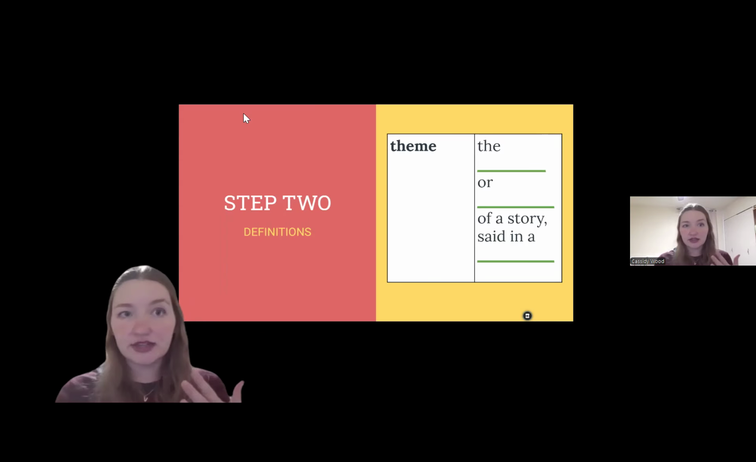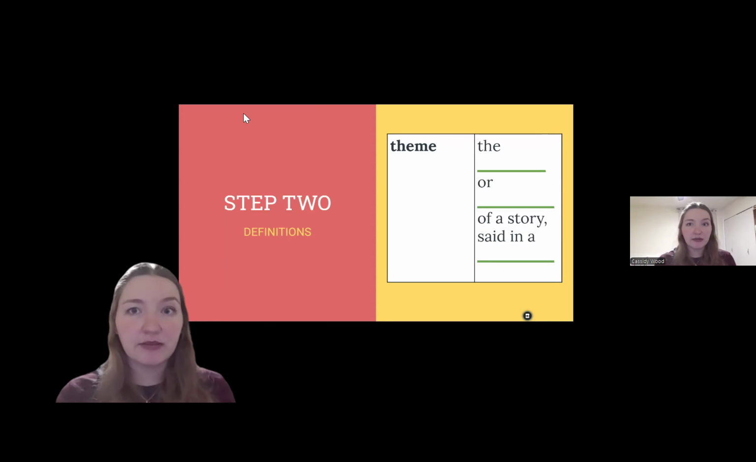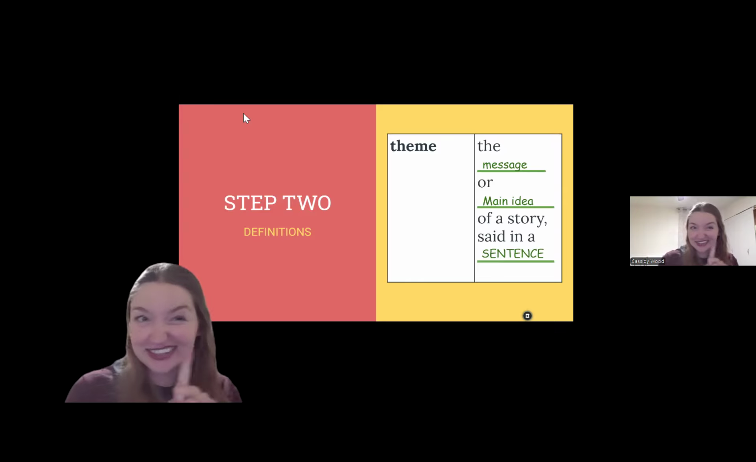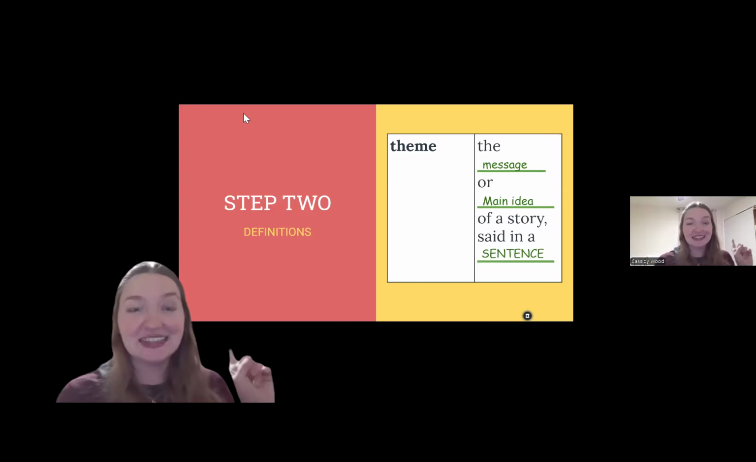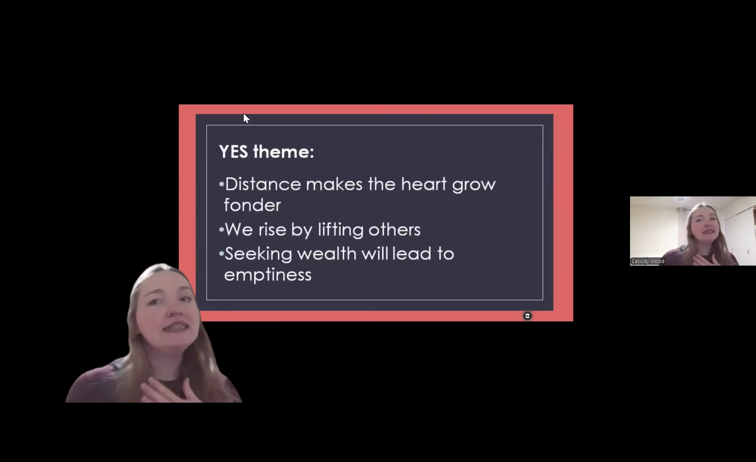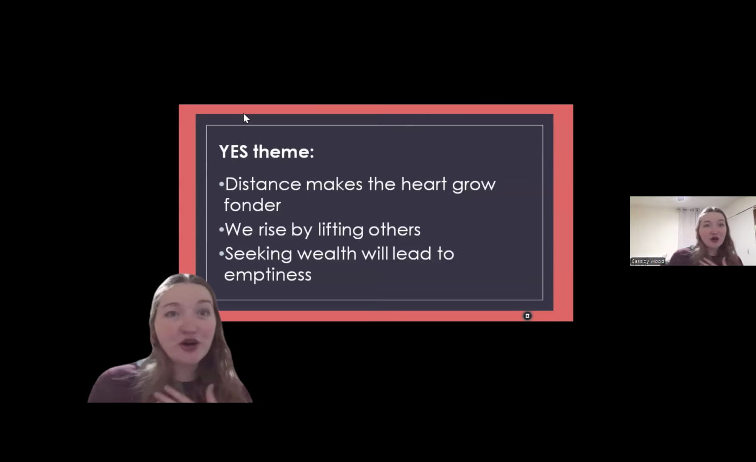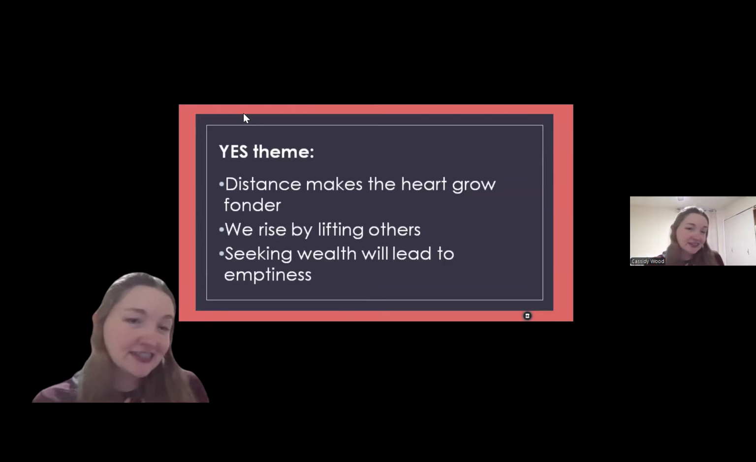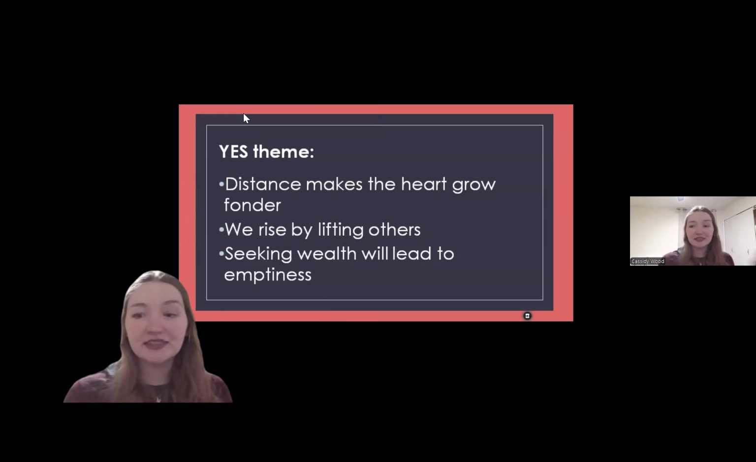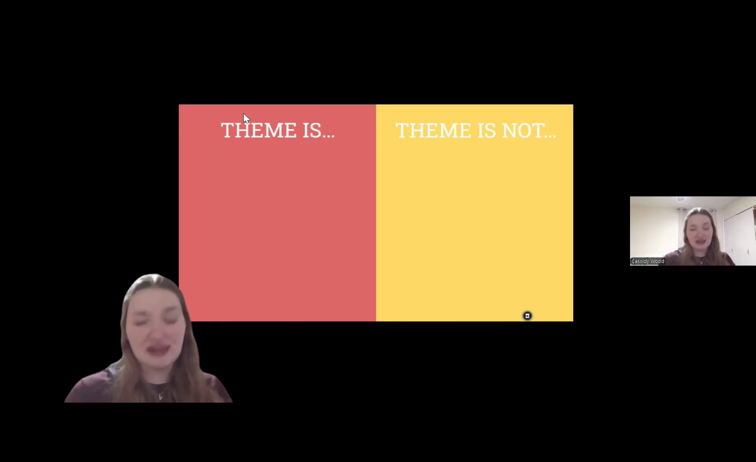So, our final definition and what we're going to spend the rest of this lesson talking about is what a theme is, okay? So, a theme is the message or main idea of a story said in a sentence, all right? So, that's different from a topic. This one is said in a whole sentence, all right? So, here are examples of themes. Distance makes the heart grow fonder. We rise by lifting others. Seeking wealth can lead to emptiness. They're full sentences. They're whole messages about the theme.